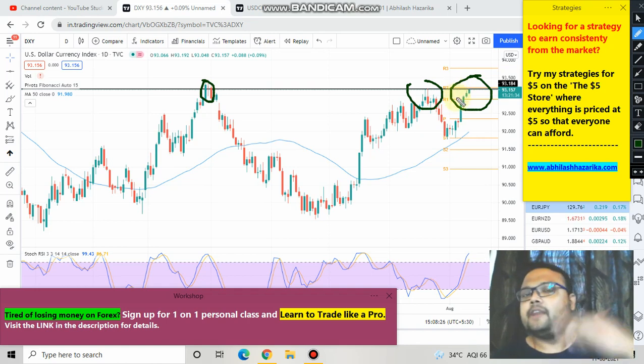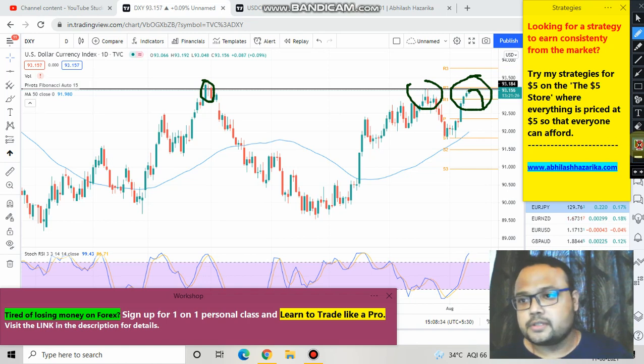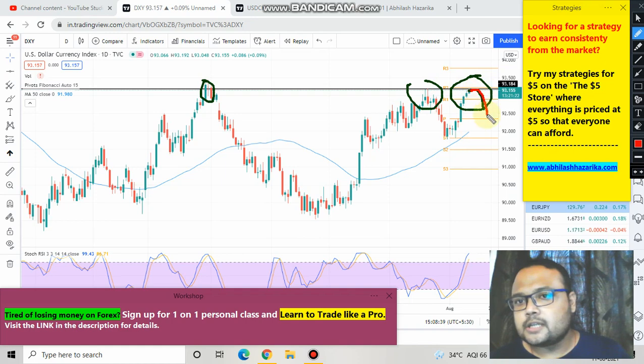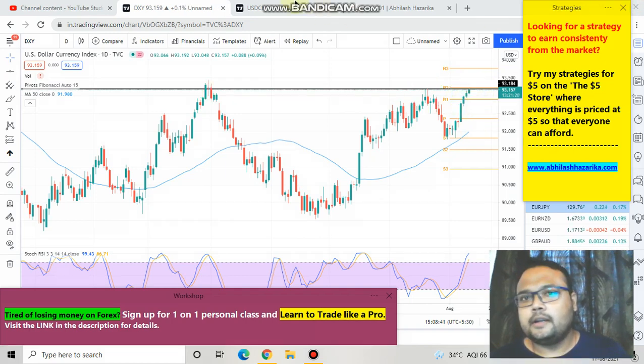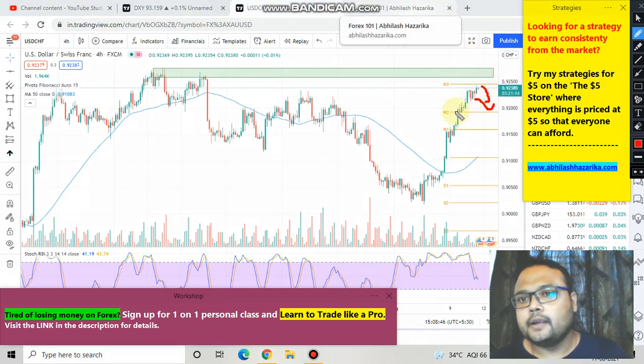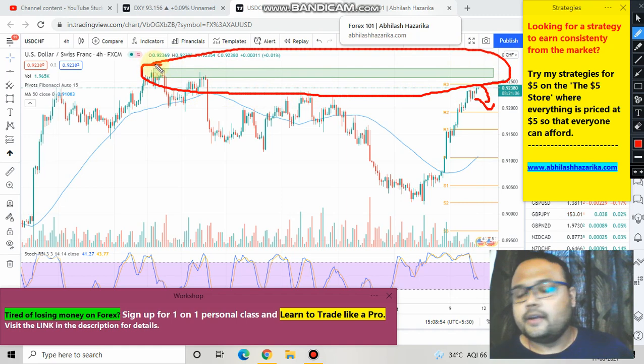Undoubtedly, market is very bullish, but as there is a resistance, there is a good possibility that market may go down or market may reverse. So if US dollar starts going down from here, then USD CHF will also start going down from here. And as you can see, USD CHF is also about to reach its resistance level. Therefore, these things are very similar.